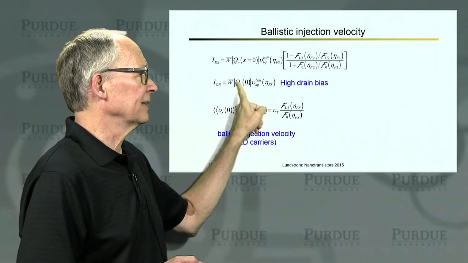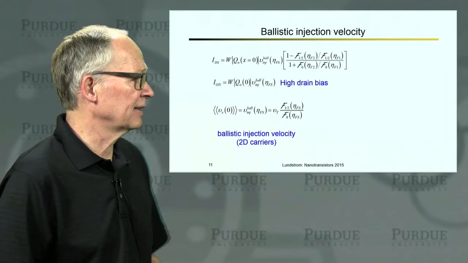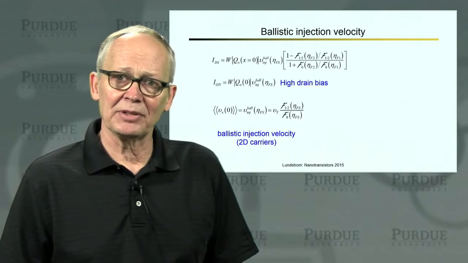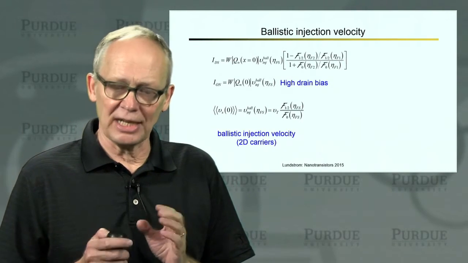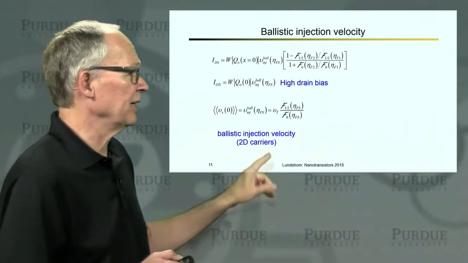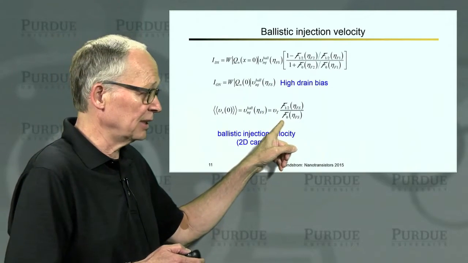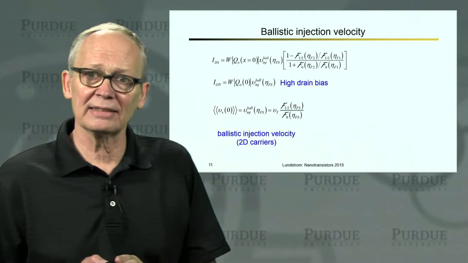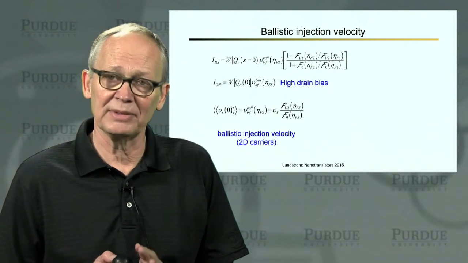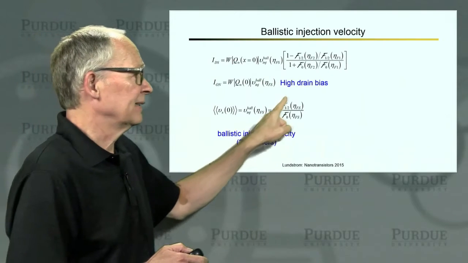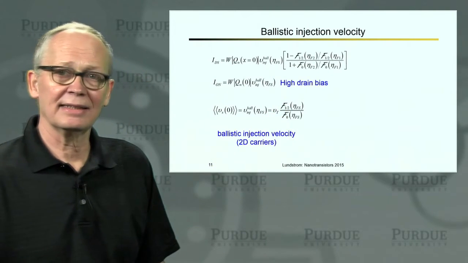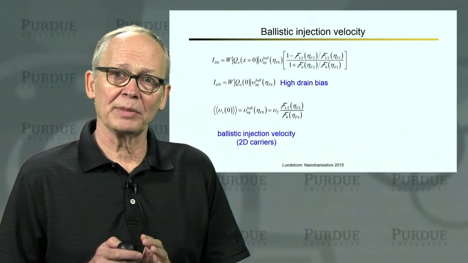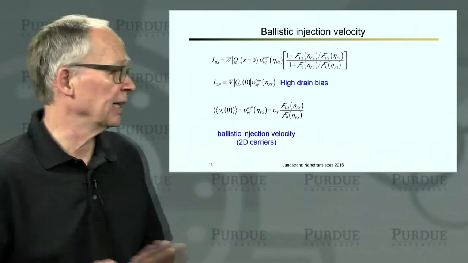Now, if I write this as the average velocity at the top of the barrier, we'll call this average velocity at the top of the barrier the ballistic injection velocity. So this is a really important quantity for us when we think about transistors. It's this unidirectional thermal velocity that we've talked about before, V sub t, times a ratio of Fermi-Dirac integrals. For a non-degenerate semiconductor, all Fermi-Dirac integrals reduce to exponentials.